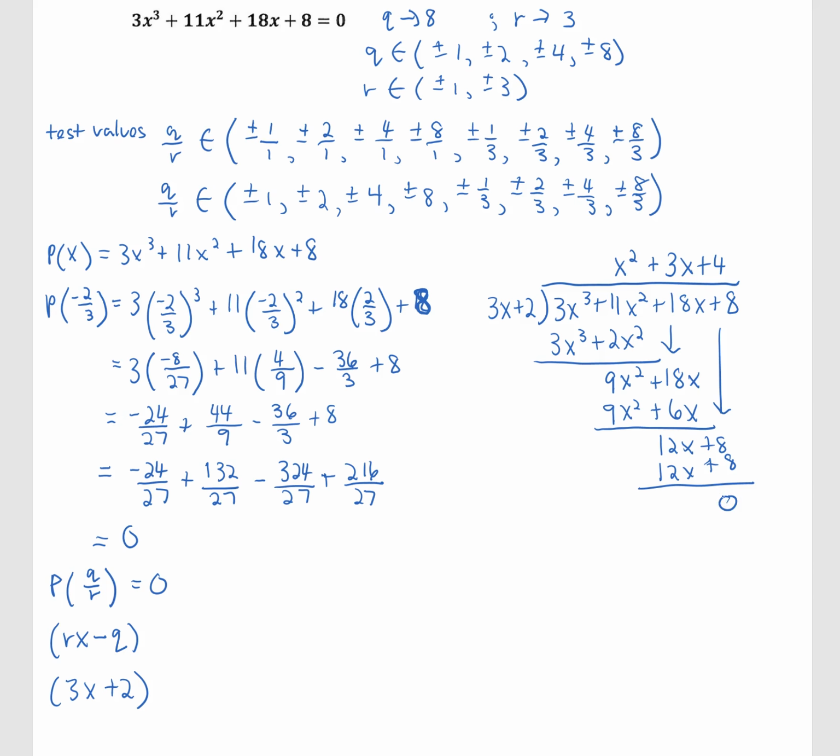And so if we look at what we're left with, we started out with 3x cubed plus 11x squared plus 18x plus 8 equals 0. And when we factor out 3x plus 2, what we're left with is x squared plus 3x plus 4 equals 0. And so of course we want to factor out this section some more to figure out what solutions we get from that. And to do that, we want to use the quadratic formula.